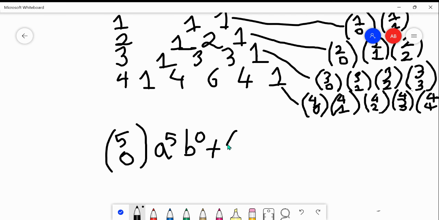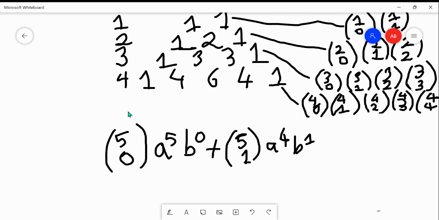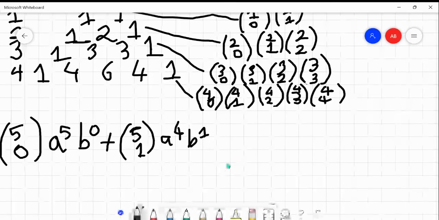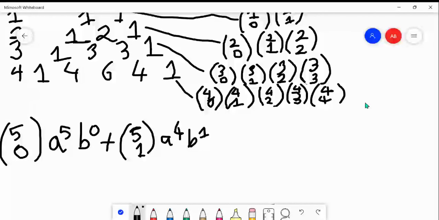Then the next term is going to be 5 choose... so we are still on the fifth row, but the next index 1, a to the, why am I writing 5? It's a to the 4, b to the 1. Now I think people are noticing what's going on here. Obviously, you can later just use the formula and figure out what these numbers are. You can already see it's just 1 5 10 10 5 1. But the point is, it doesn't matter what the numbers are. You can always figure that out using my formula, even if you don't have it.